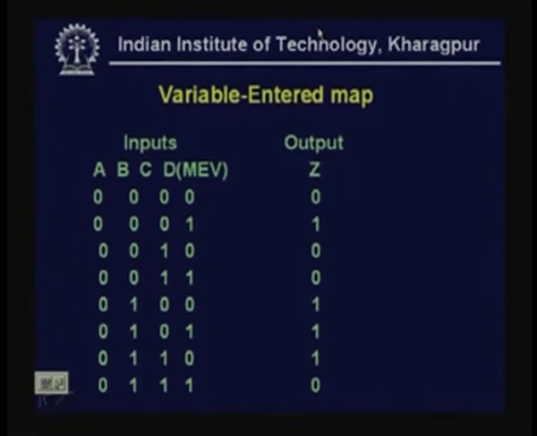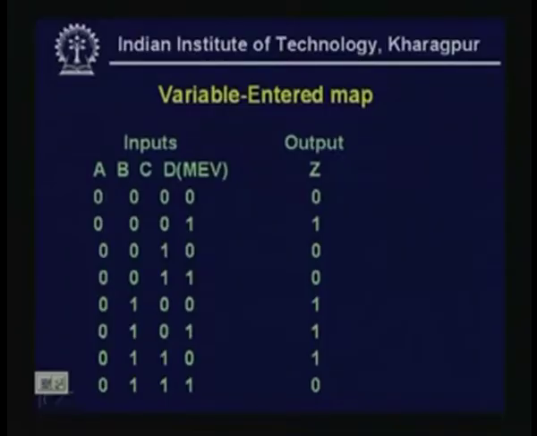Now we take one 4 variable example. Say ABCD are the 4 inputs and output is Z. First we consider the truth table of this 4 variable function. Truth table means all possible combinations, from 0 0 0 0, 0 0 0 1 to all 1 1 1 1, and what will be the output. That means I have kept all possible input output combinations.